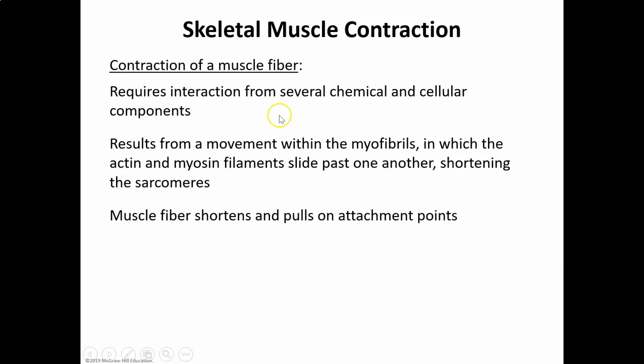All right, so contraction of a muscle fiber. The contraction is defined as the Z line, from one Z line of the sarcomere to the other Z line of the sarcomere, getting closer together. That's called a muscle contraction. But here's how they get closer together: by the movement within the myofibril. The myofibril shortens. Actin and myosin filaments slide past one another. That is known as the sliding filament theory. The sarcomeres shorten. If one sarcomere shortens, you get a little bit of a pull. If you get a million sarcomeres that are all back to back to back and they all pull a little bit, you get a much more dramatic contraction of the muscle.